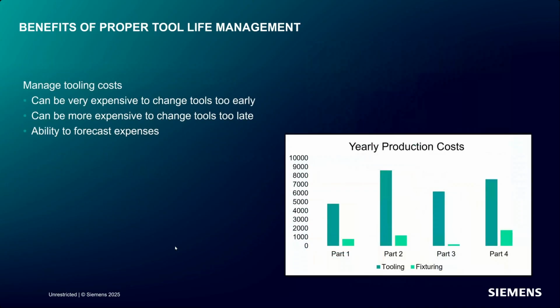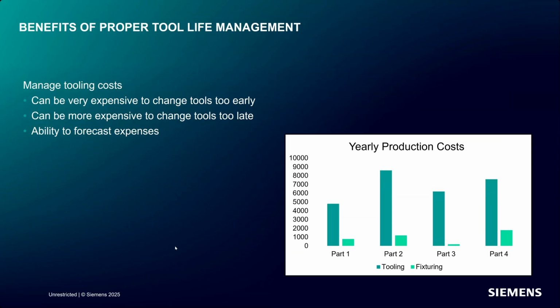Another big benefit would be managing your tooling costs. Like we said earlier, if we're just guessing at how long a tool is going to last, and we say this tool is going to last 10 parts, change it after 10, but it can actually get 30, well, that's 3 times the amount of parts we could actually get with that tool that we're missing out on. So our tooling costs could go through the roof because of that. But on the other end, if we're waiting until tools break and potentially scrapping parts, that could get even more expensive, right? So we want to implement tool life management properly.